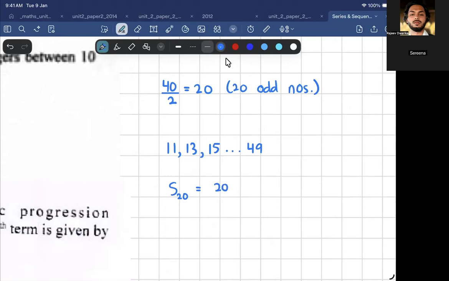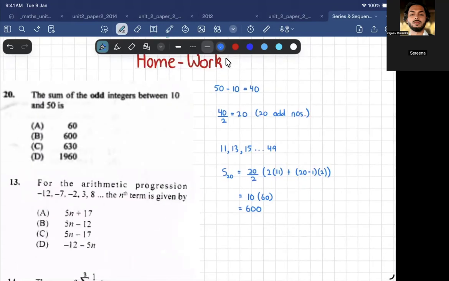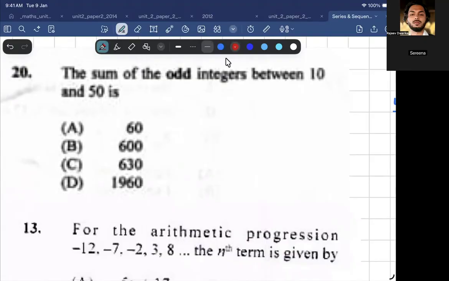So that's going to be 20 over 2, because it's n over 2, times 2a, where a is 11, plus n minus 1, where n is 20, so 20 minus 1, and the difference is 2. I believe you'd have done this exact same thing. Yes, sir. All right. So 19 times 2 is 38, plus 22 is 60. So 10 times 60 is 600. Honestly, you handled that question brilliantly. I really, really like how you handled that question.